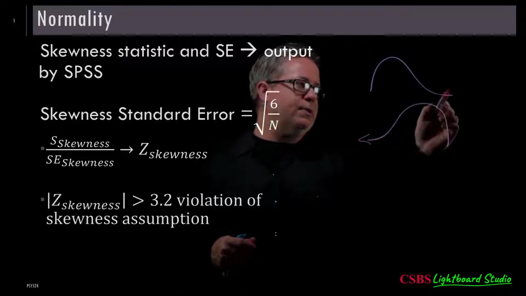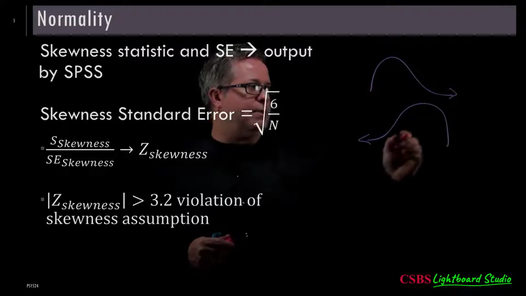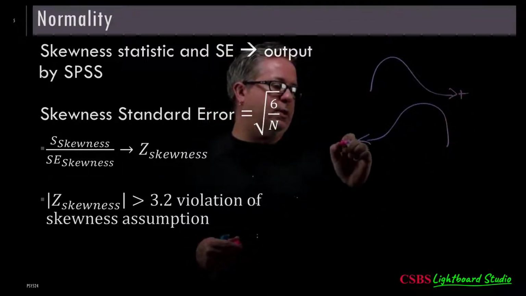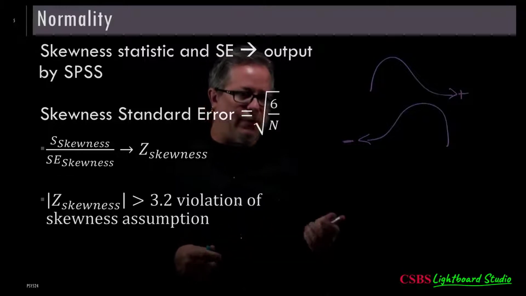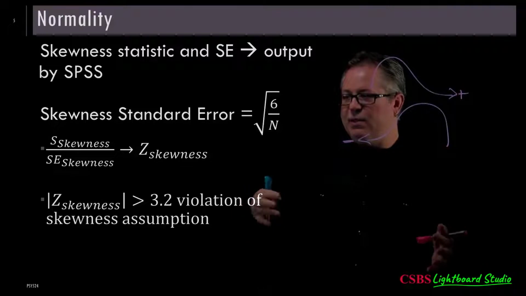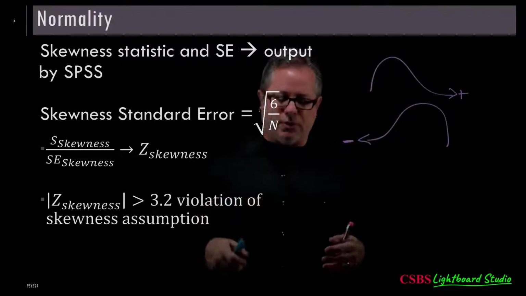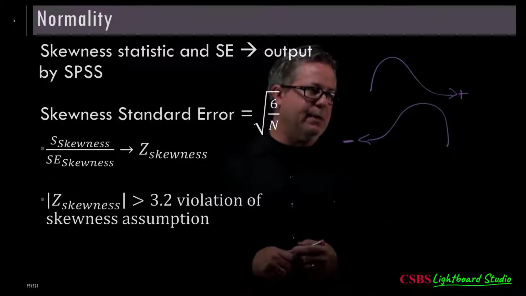And the skewness always sort of points in the direction of the tail. This is pointing positively, this is pointing negatively, so this is positive skewness, that's negative skewness. Why do we care about skewness? Skewness isn't good when you have a normal distribution theory kind of test. Well, let's think about why.